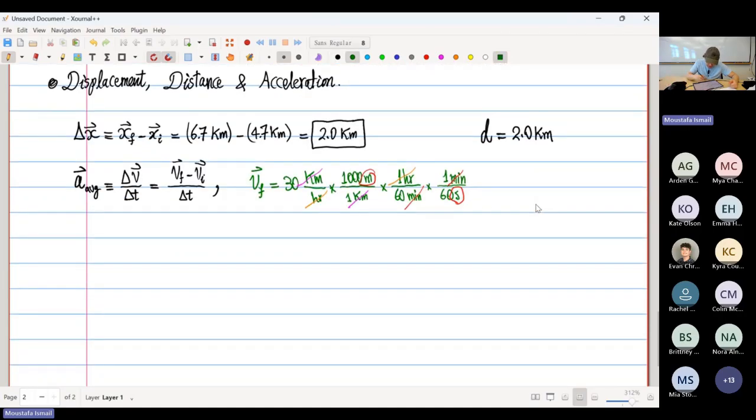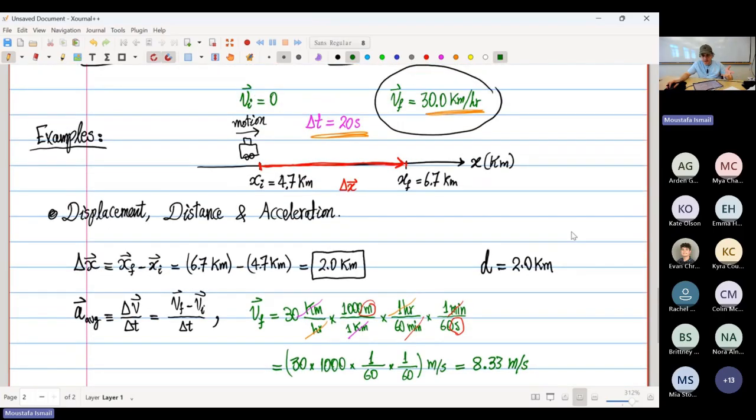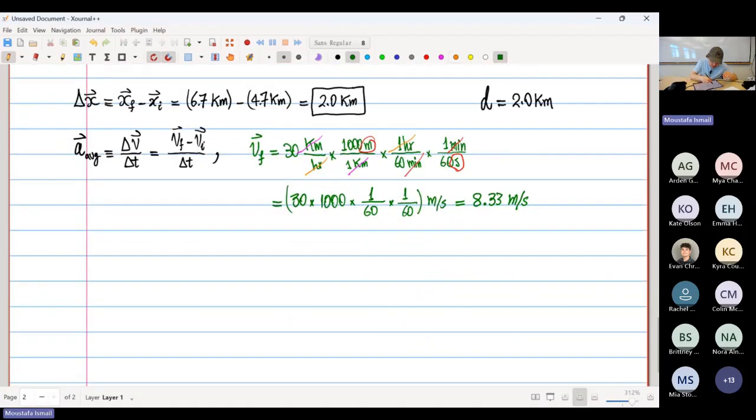So I need more space here. So that becomes 30 times 1,000 times 1 over 60 times 1 over 60. Then you can use your calculator as meter per second. This will give you, let's see, what does it give? 8.33 meter per second. Good, now we have the right units. We have the velocity in meters per second, and we have the time in seconds, so we can go ahead and calculate the acceleration using this relation here.